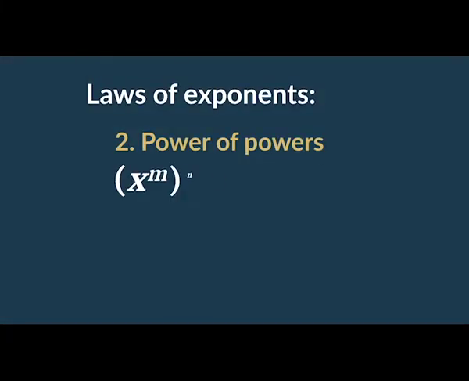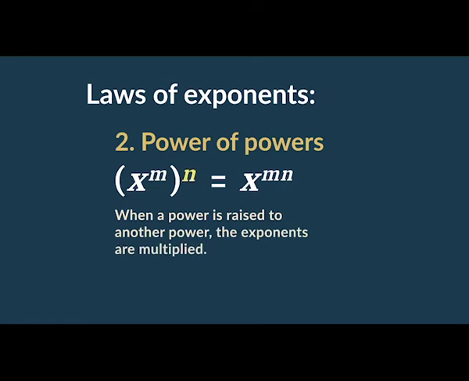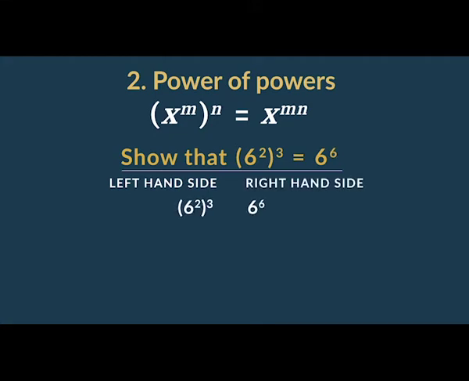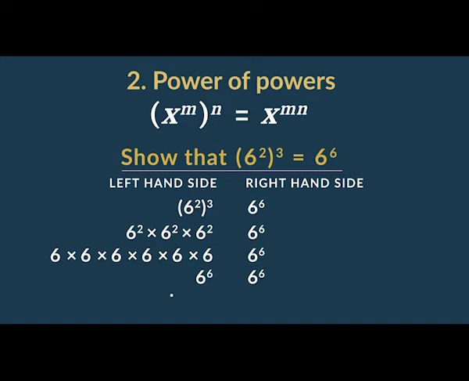In the power of powers law, when a power is raised to another power, the exponents are multiplied. For example, 6 to the power of 2, raised to the power of 3, on the left-hand side would be equal to 6 to the power of 6 on the right-hand side. The exponent 3 outside the brackets means 6 to the power of 2 must be repeated 3 times: 6 to the power of 2 times 6 to the power of 2 times 6 to the power of 2. Written out in full, this would be 6 times 6 times 6 times 6 times 6 times 6, which is equal to 6 to the power of 6. And we've shown that this law works.